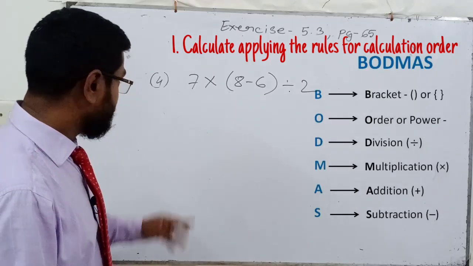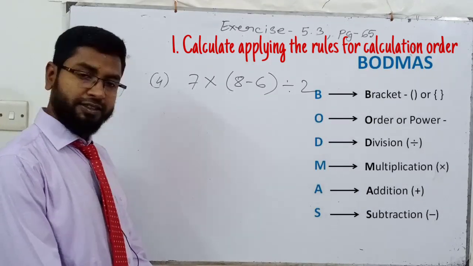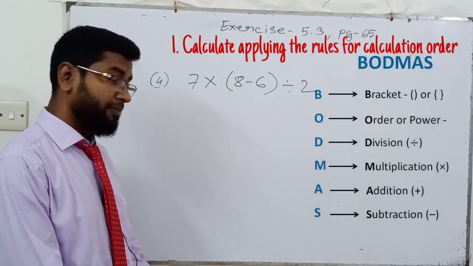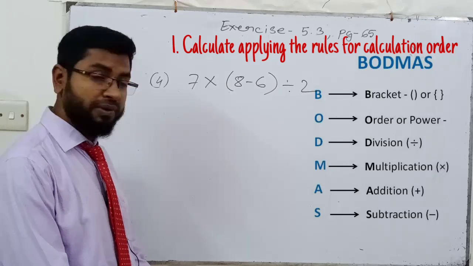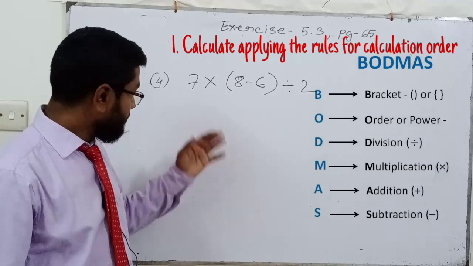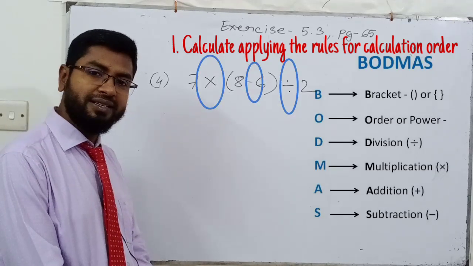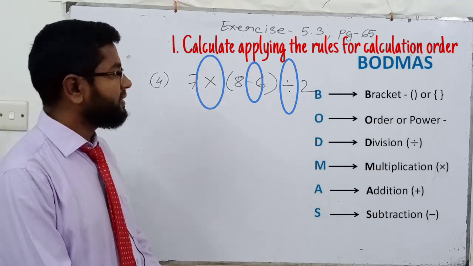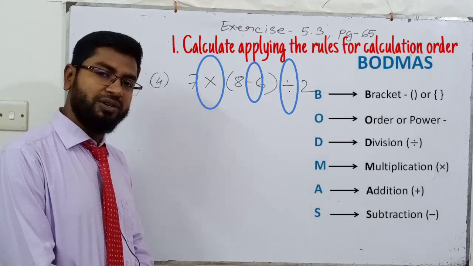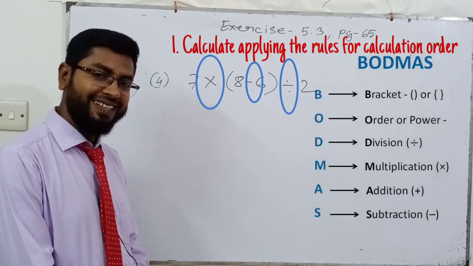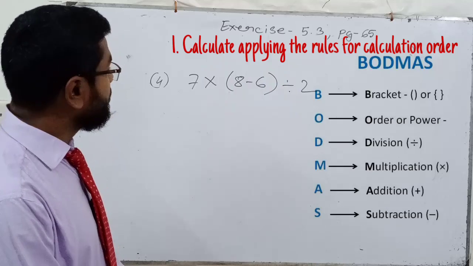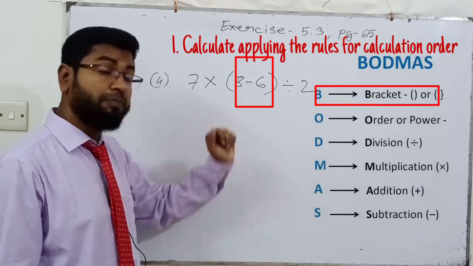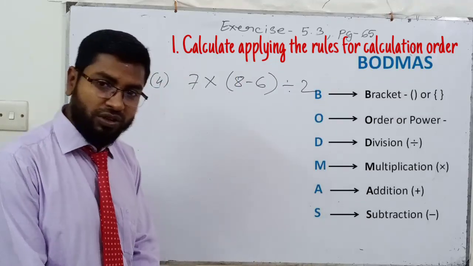See this math. 7 multiply, bracket start, 8 minus 6, bracket close, divided by 2. Count it. How many operations are there? Yes, there are 3 operations. Which operation will we do first? Yes, you are right. We will do the bracket work first. Though there is subtraction, we need to do the bracket work first.